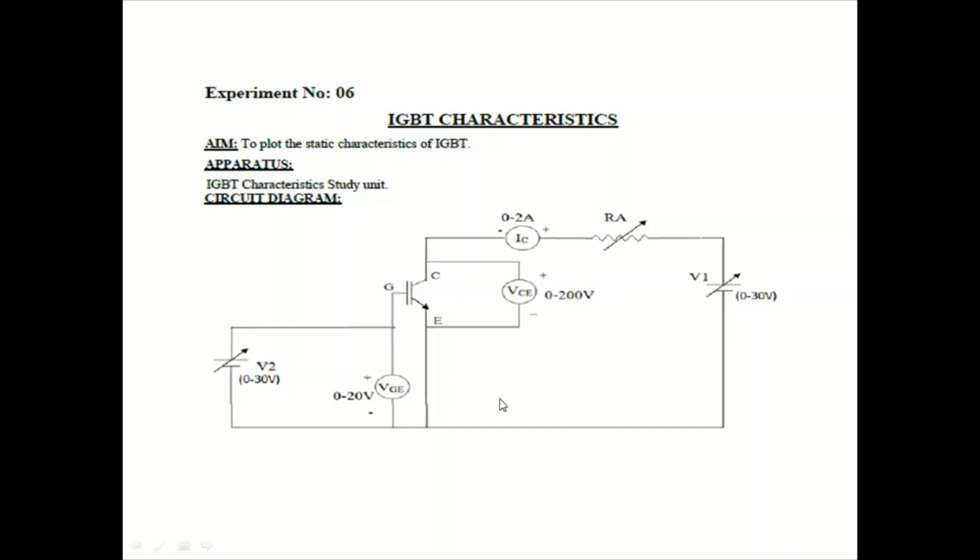This is the circuit diagram that we have to rig up to conduct the experiment to draw the transfer characteristics and the output characteristics of the IGBT.